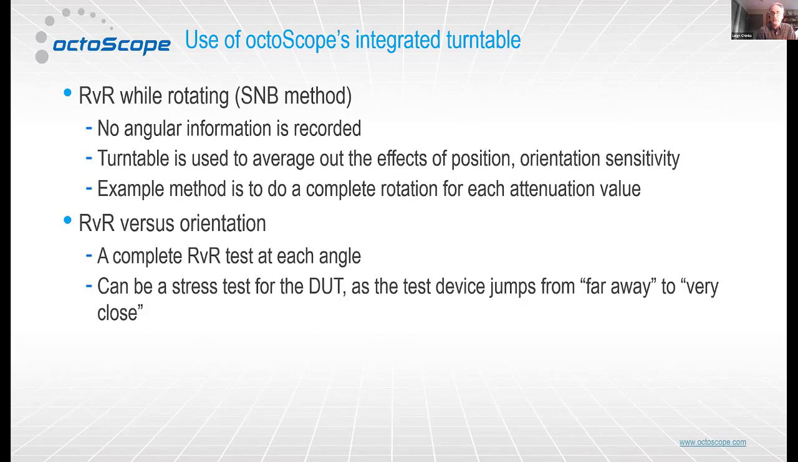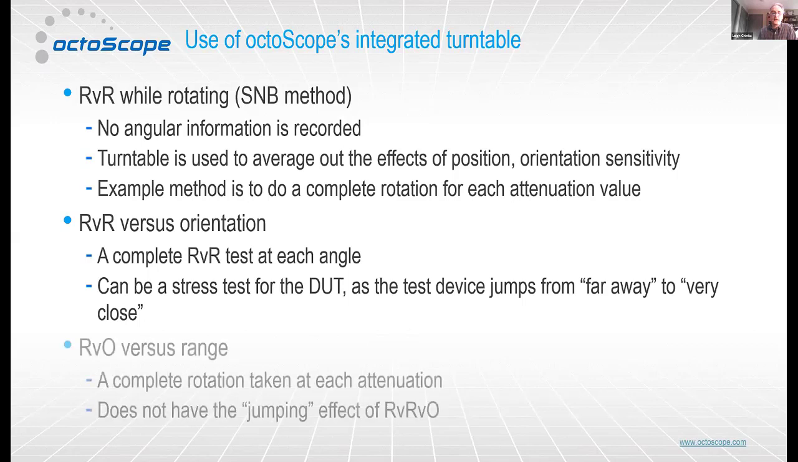One is the one we call rate versus range versus orientation. So in that one, we go to a certain position of the device, and we do a complete rate versus range test. Then we move to another orientation and do another rate versus range test. So that can be a bit of a stress test for the device because there's a point during the test at which the testing device moves from being essentially quite far from the device to very close to the device, and it happens very quickly. I'll show you what I mean by that in just a minute.